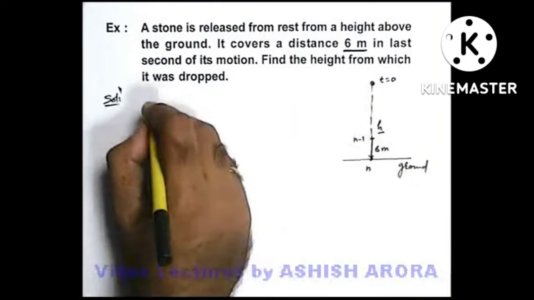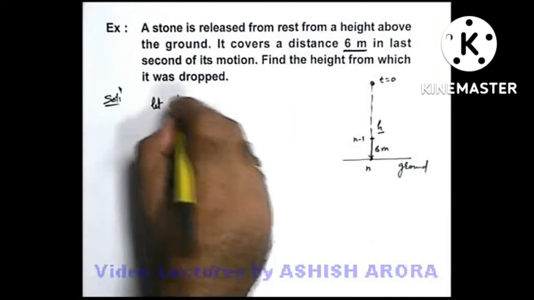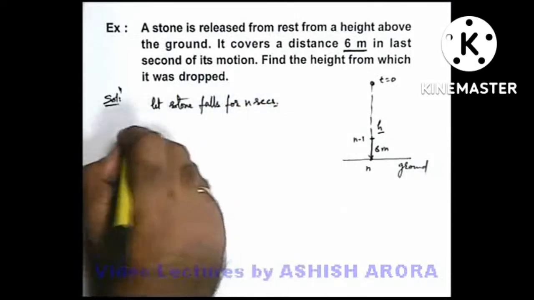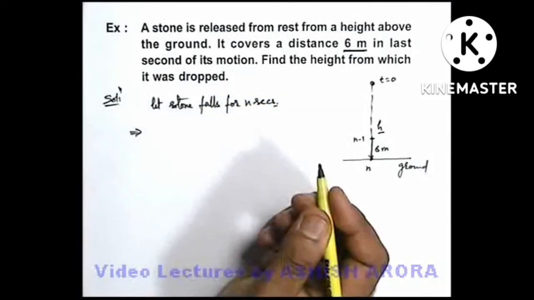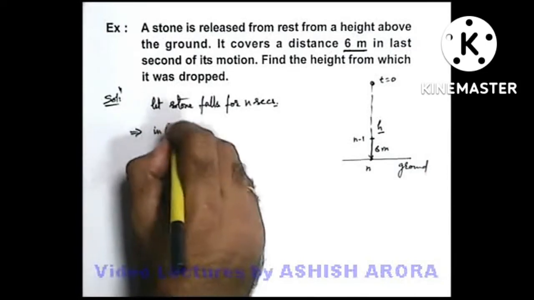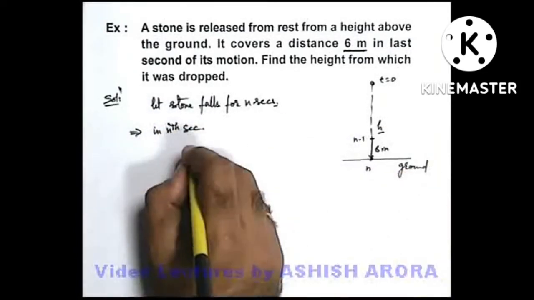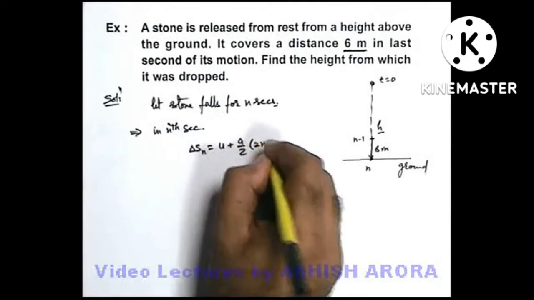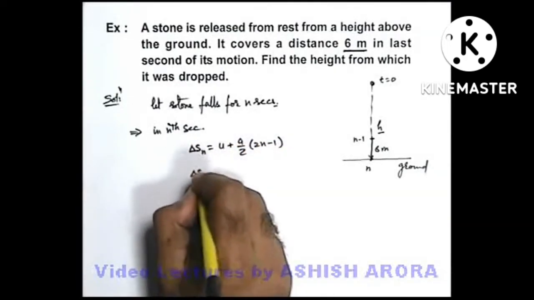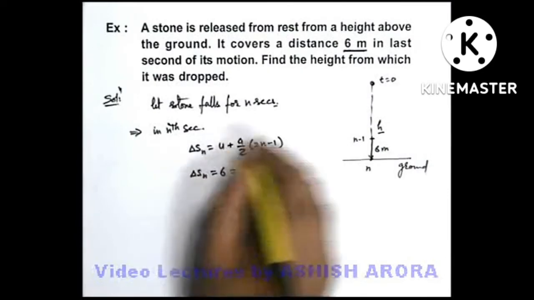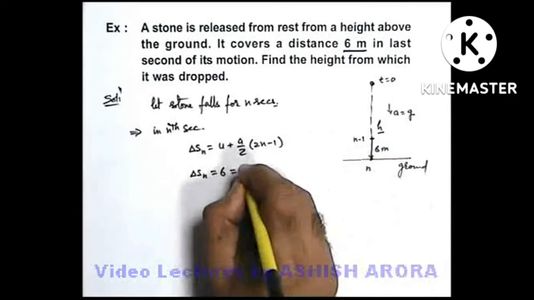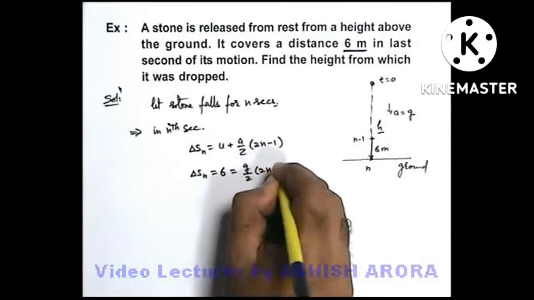So again, we just analyze the same. Let stone falls for n seconds. This implies we use the relation of distance covered in the nth second. So in nth second, the distance or displacement covered can be simply written as delta Sn is equals to u plus a by 2 into 2n minus 1. So here this will be delta Sn, which is equals to 6. It can be written as initial speed here is 0, and it is falling with an acceleration equals to g. Here we'll write g by 2 into 2n minus 1.